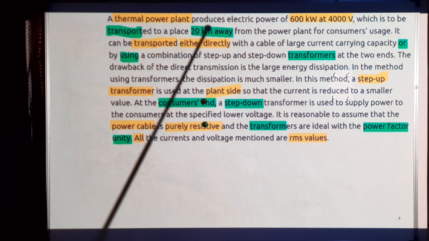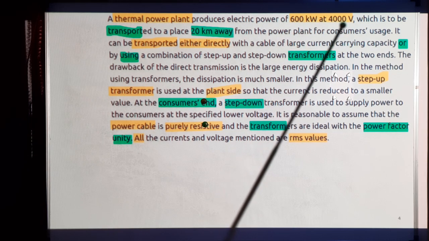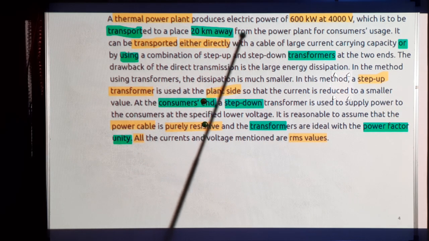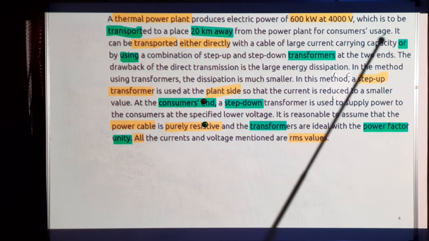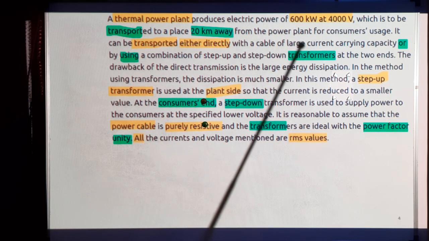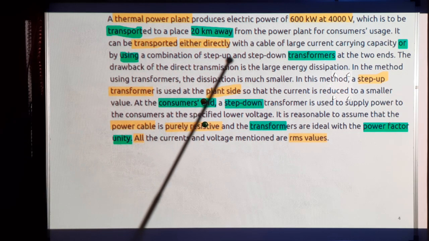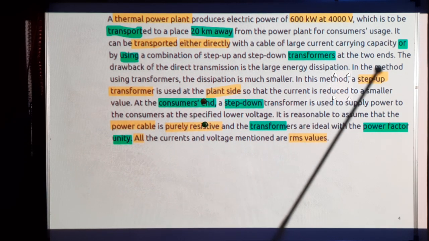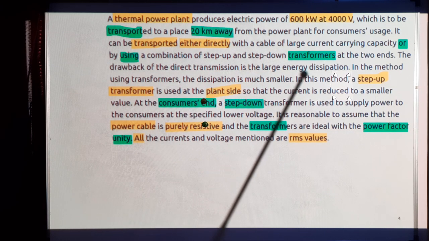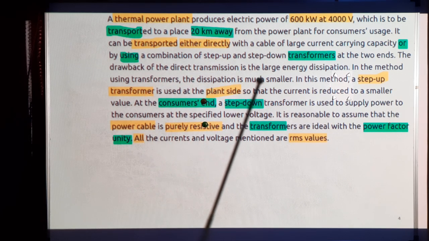A thermal power plant produces electrical power of 600 kilowatts at 4000 volts, which is to be transported to a place 20 kilometers away from the power plant for consumers' usage. It can be transferred either directly with a cable of large current carrying capacity or by using a combination of step-up and step-down transformers at the two ends. The drawback of direct transmission is large energy dissipation. In the method using transformers, the dissipation is much smaller.